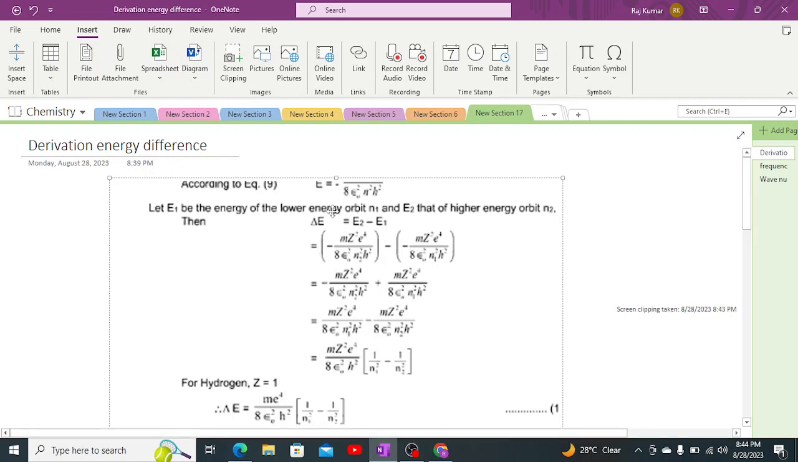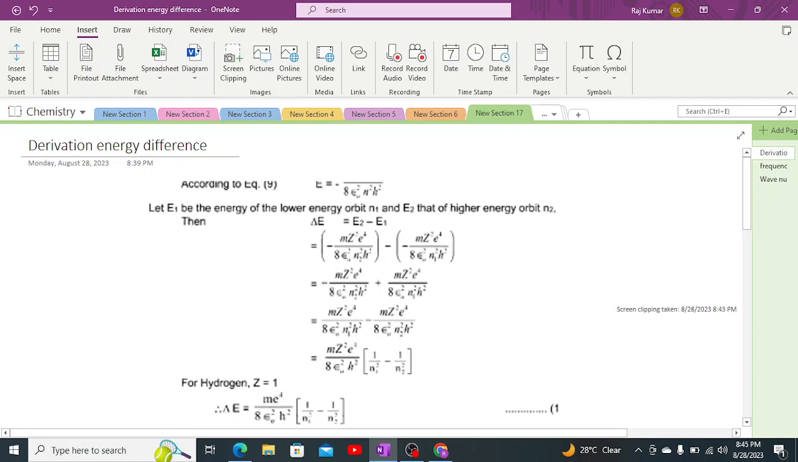Now, in order to calculate the difference, we are going to subtract the lower energy level from the higher energy level, which means the outer shell minus the inner shell, which is equal to E2 minus E1. Accordingly, we mark the outermost orbit's energy level as E2, so its orbit would be n2. The inner orbit has energy E1, so we mark its orbit as n1.